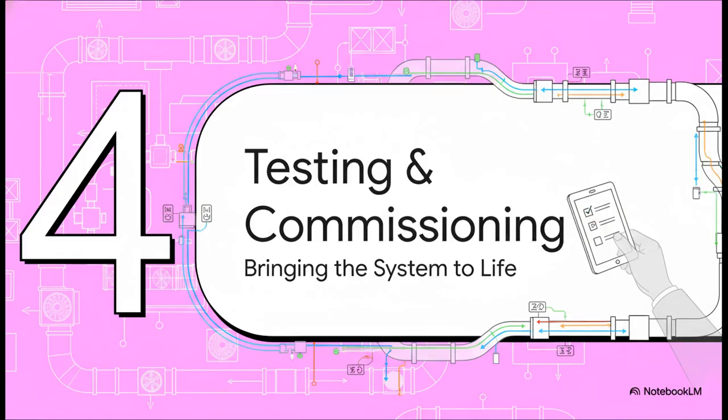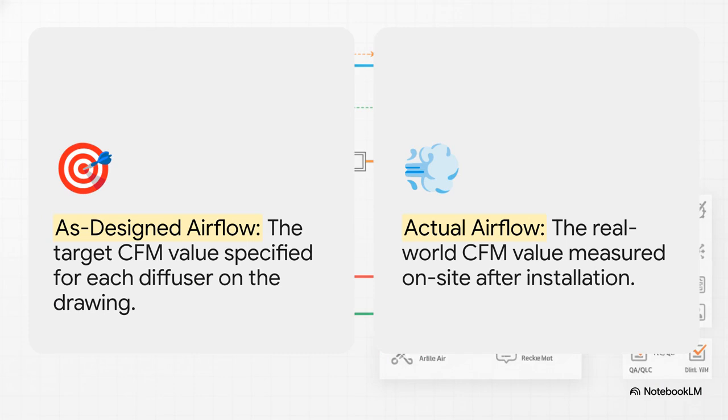So we've built it, and we've verified it. Now comes the most critical phase, bringing the system to life. This is where we flip the switch and meticulously test everything to make sure it performs exactly as the design intended. A huge part of this is something called air balancing. See, the drawing specifies a very precise amount of airflow measured in cubic feet per minute, or CFM, for every single diffuser. Our job is to go out and measure the actual airflow at each one, and then fine-tune the dampers until the real-world value matches the design value. This is how we guarantee every single room gets the right amount of air.